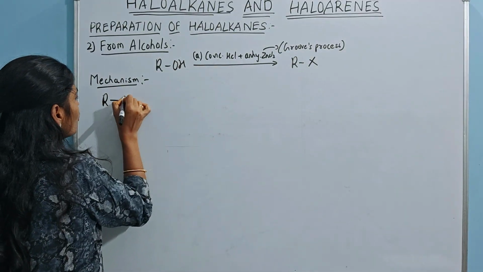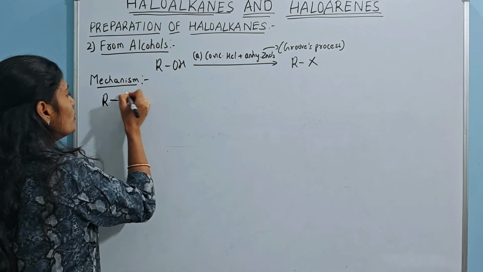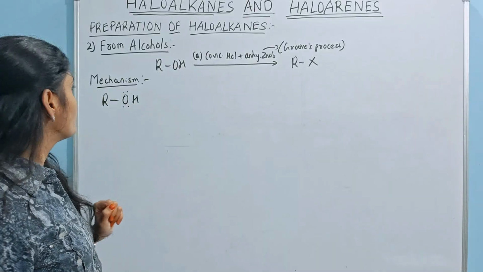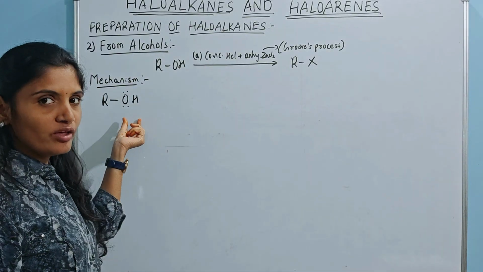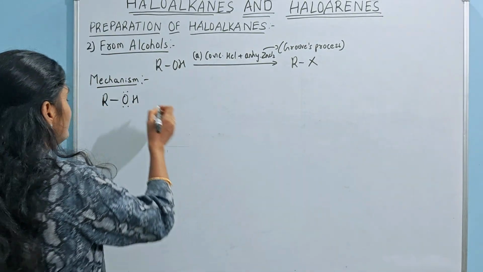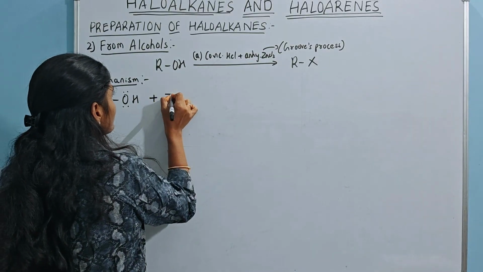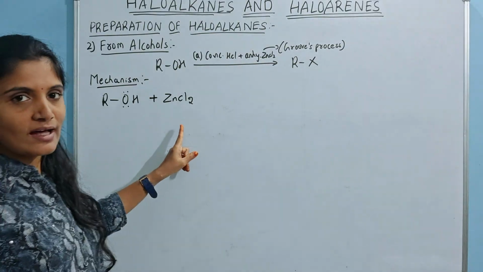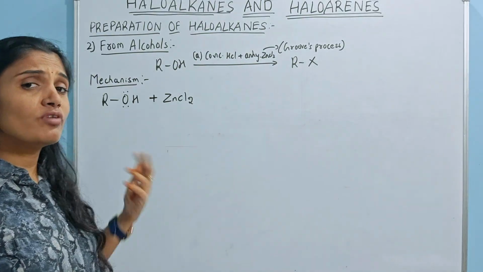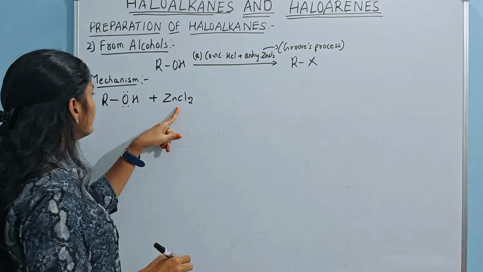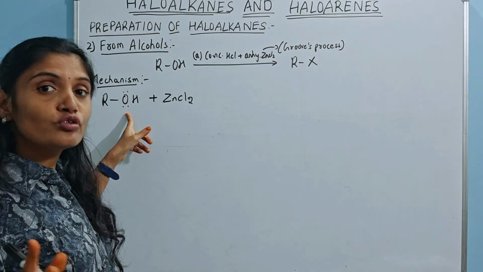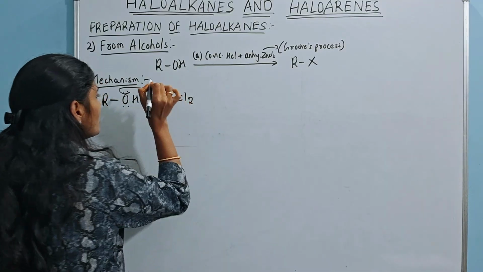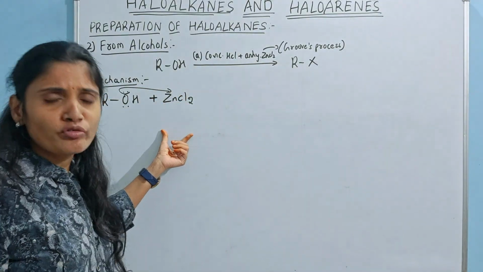Let me take alcohol first. And you people know oxygen has two lone pairs of electrons here, so it is electron rich. That is the reason it is a nucleophile. Now plus ZnCl₂. I already told you ZnCl₂ is a Lewis acid, so it wants electrons, so it will prefer to take electrons. Now when ZnCl₂ sees an oxygen which has two lone pairs of electrons, ZnCl₂ will try to take the lone pair of electrons from oxygen.